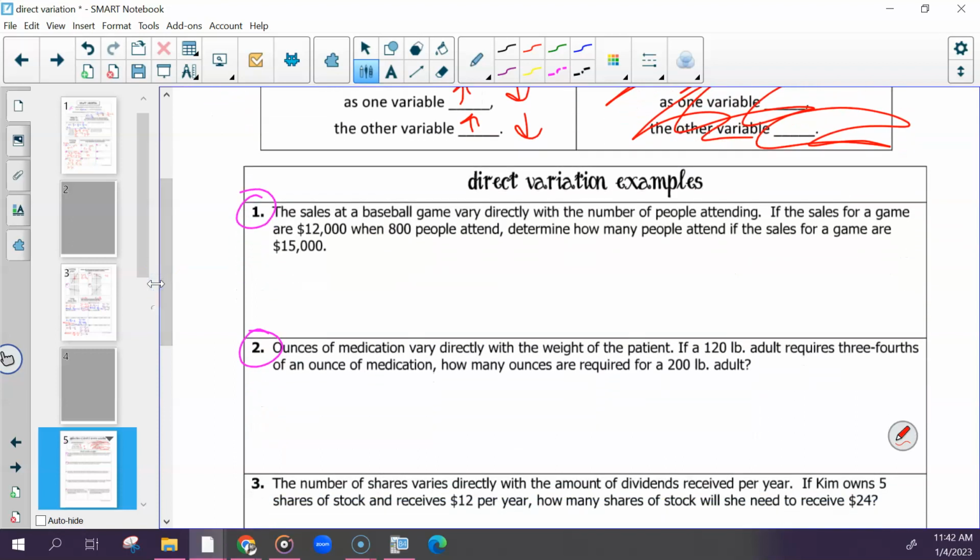When we start to read these, whatever comes before the words varies directly or proportional, when we get to inverse, whatever comes first, that's always going to be your y. And then whatever comes after those words will always be your x. So that's also nice because we don't have to guess at which one it is. You will need to be able to know which one are which, either by labeling them here or writing them off to the side, which I'm going to do both. So y would be like the sales, x would be the number of people.